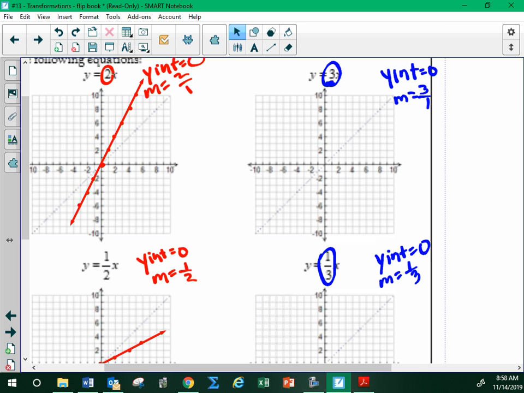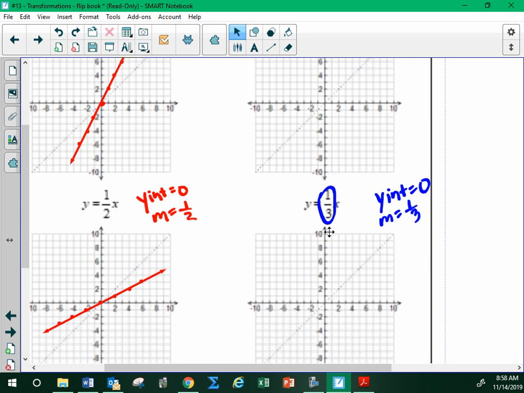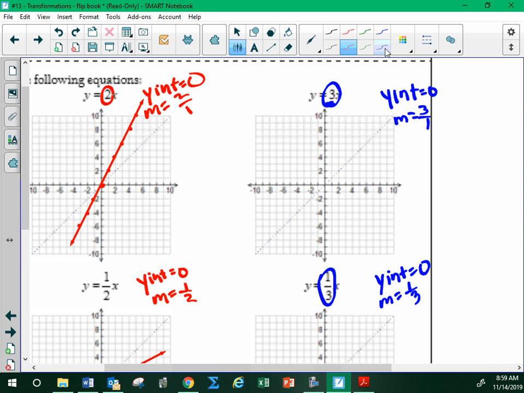So let's graph each of these, and we should expect that our larger slope is going to be more steep, and my smaller slope, because it's less than 1, is going to be less steep. So let's check and see. We're just graphing like we did last class, so we're not doing anything new in terms of how to graph it. We're just talking about it in different terms. So up 3 over 1, up 3 over 1, up 3 over 1. Down 3 over 1, down 3 over 1, down 3 over 1.